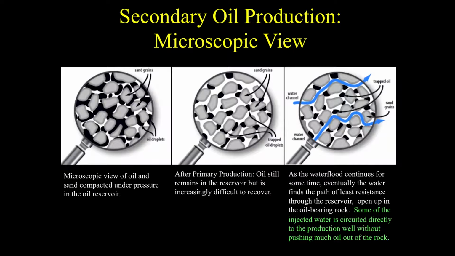In these pictures you see here, in the first one, you have a microscopic view of oil and sand compacted under pressure in the oil reservoir. After primary production, oil still remains in the reservoir, but is increasingly difficult to recover. As the water flood continues for some time, eventually the water finds the path of least resistance through the reservoir, opening up in the oil-bearing rock. Some of the injected water is channeled directly to the production well without pushing much oil out of the rock.